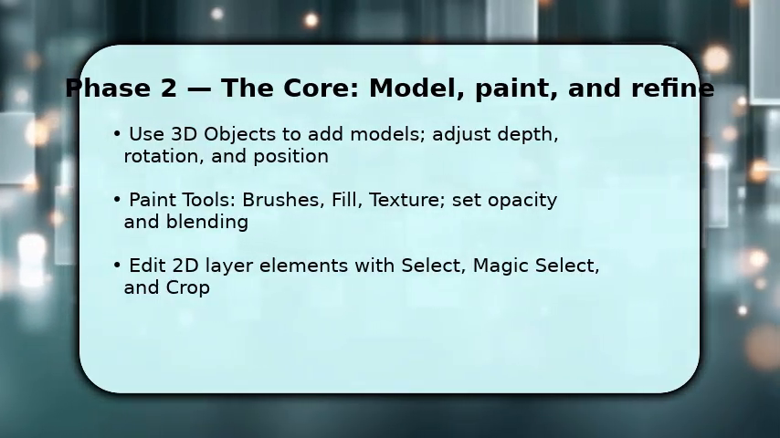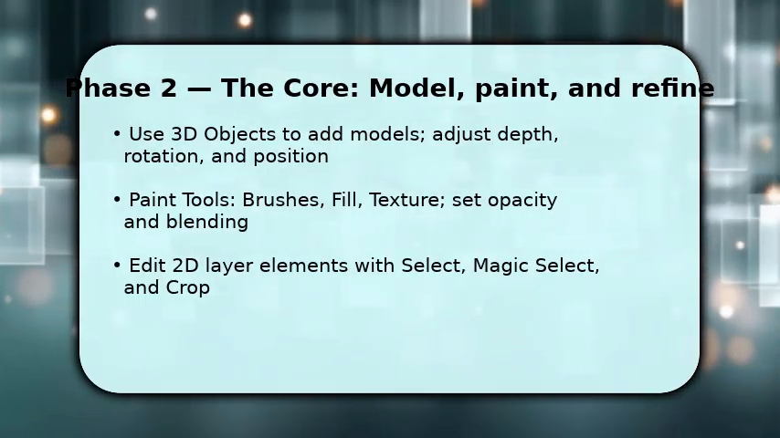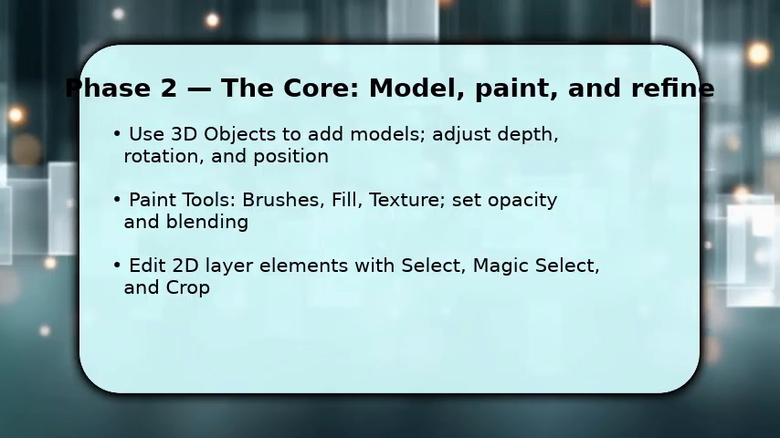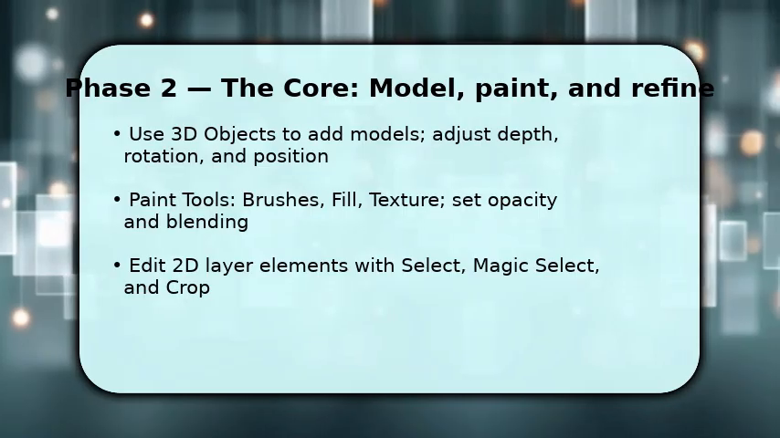Meanwhile, refine 2D elements with Select or Magic Select to isolate parts, then crop and arrange layers. Once aligned, use smooth and depth settings to remove jagged edges and blend seams.